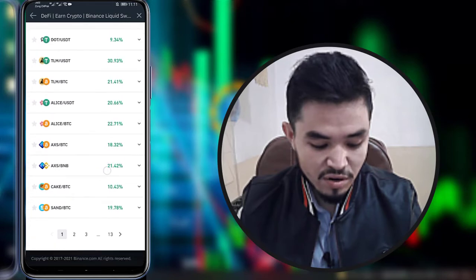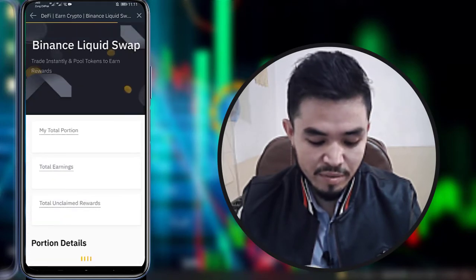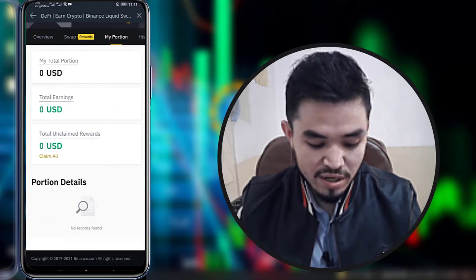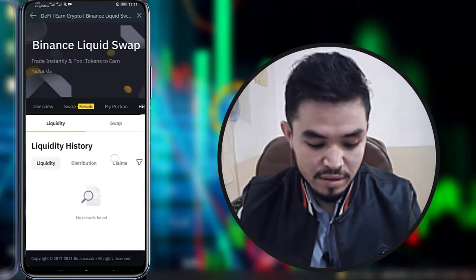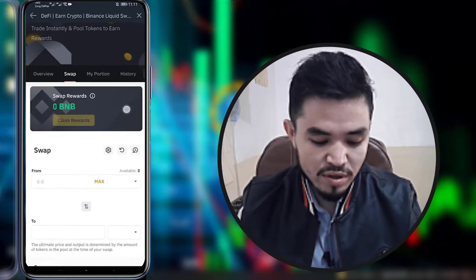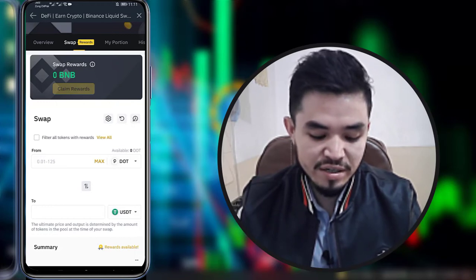Here you can see the coins that you can swap on Binance swap farming. There is my portion, where you can check your earnings and your total unclaimed rewards. Here you can see the history. Here is the liquidity history. Here is the swap, and here is the tutorial. So let me show you how to farm on this new Binance swap farming category.